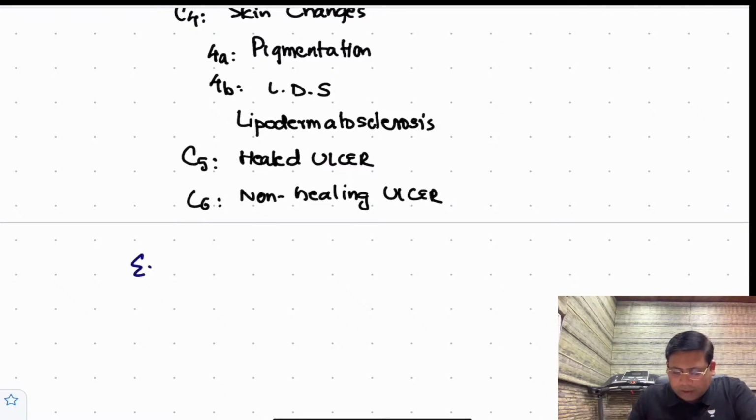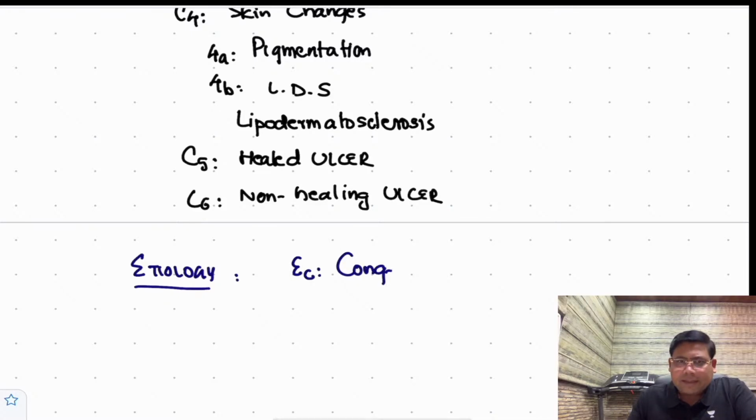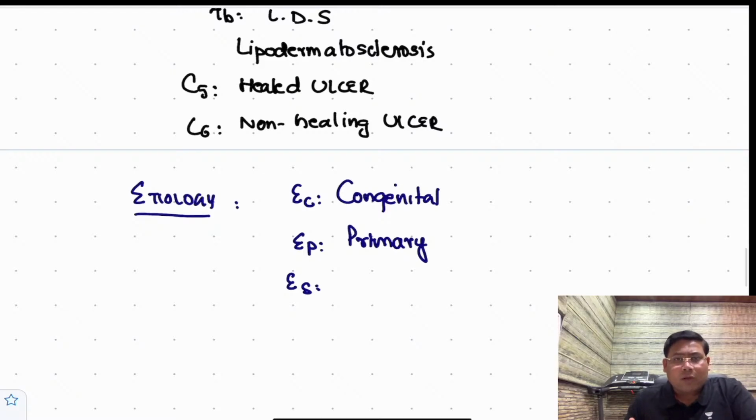So when we talk about E, what do you mean by E? E means etiology. And when we are talking about etiology, it could be by birth, that is E congenital. It could be not by birth but not associated to any cause, that is known as E primary. And then students, it could be secondary to some cause, so that is known as secondary. So like post trauma, post DVT.